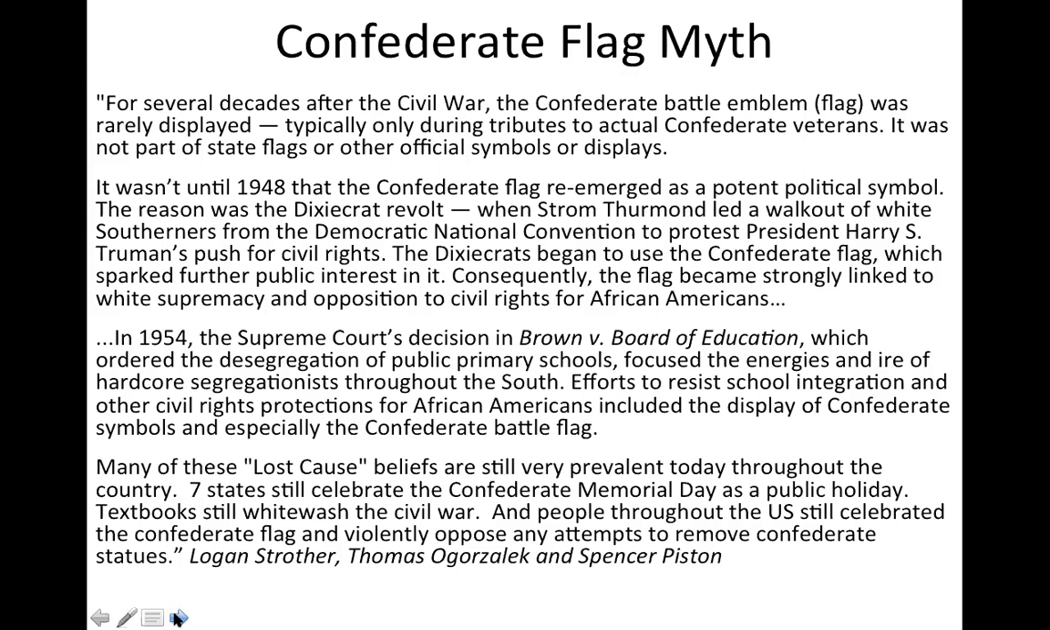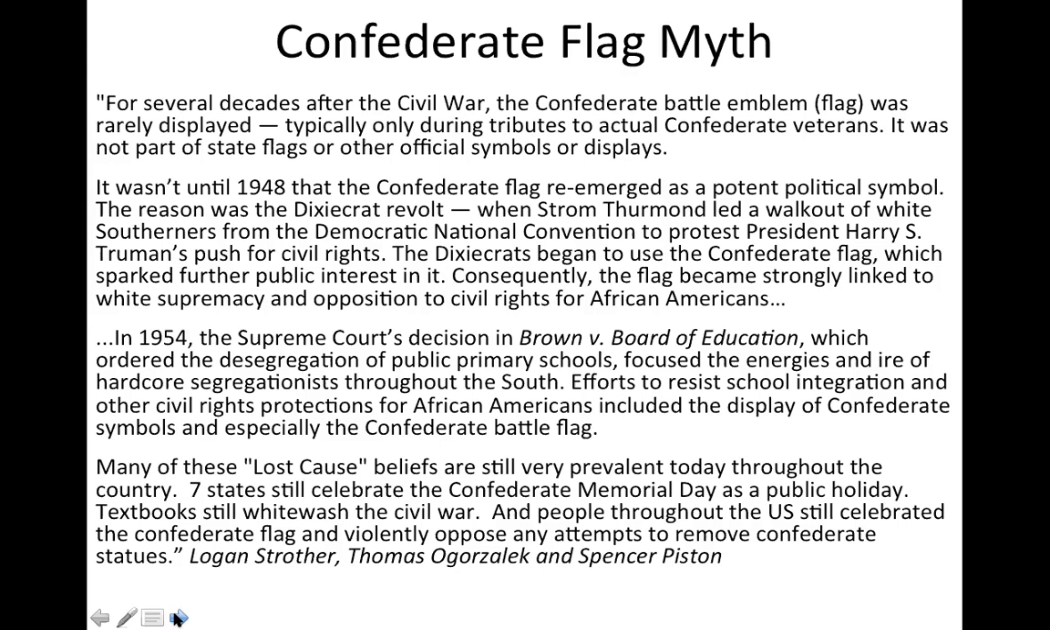The reason was the Dixiecrat revolt, when Strom Thurmond led a walkout of white Southerners from the Democratic National Convention to protest Harry S. Truman's push for civil rights. The Dixiecrats began to use the Confederate flag, which sparked further public interest in it. Consequently, the flag became strongly linked to white supremacy in opposition to civil rights for African Americans.